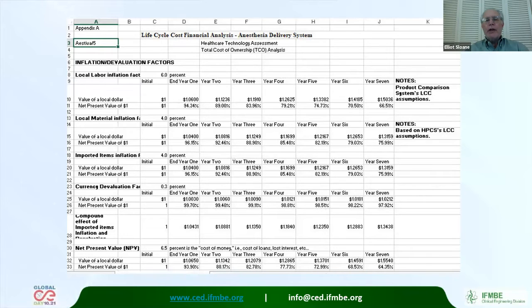We've created spreadsheets and simple analytic tools to look at the cost of inflation, deflation, cost of money, net present value of investments across many different kinds of technologies.